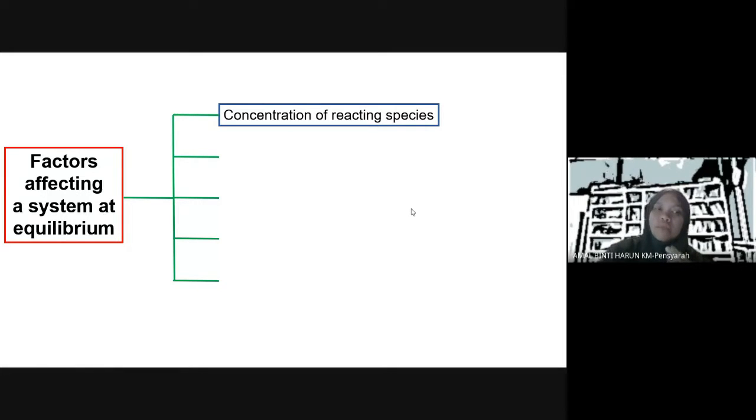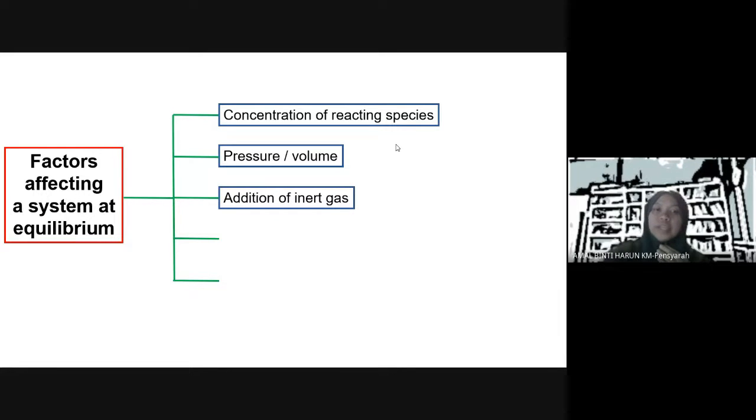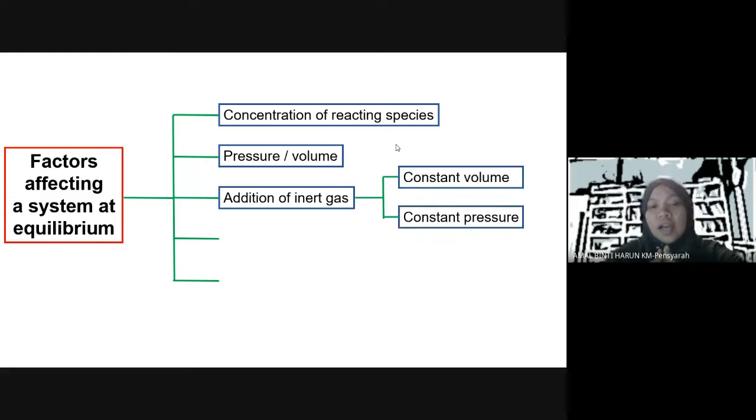Okay. What are the factors that might affect the system at equilibrium? Number one is the concentration of the reacting species. Number two is the pressure ataupun volume. So whenever we disturb the pressure, we also disturb the volume. Or if we change the volume, it might affect the pressure. Number three is the addition of inert gas. Okay, so we have two conditions for addition of inert gas. One is at constant volume, another one is at constant pressure.